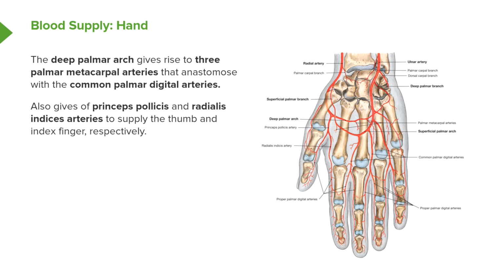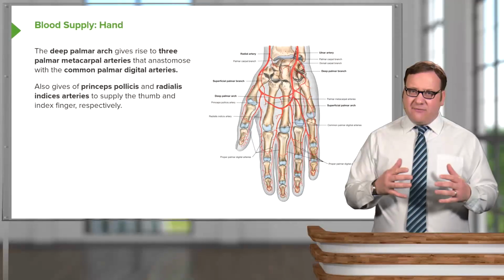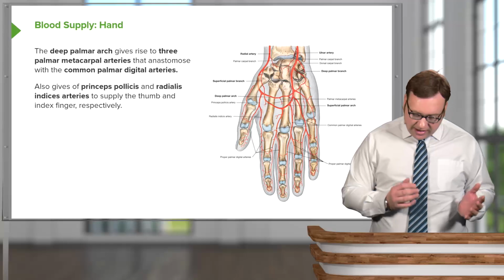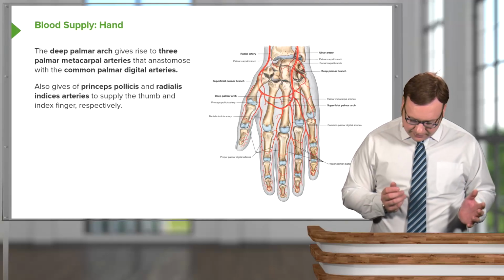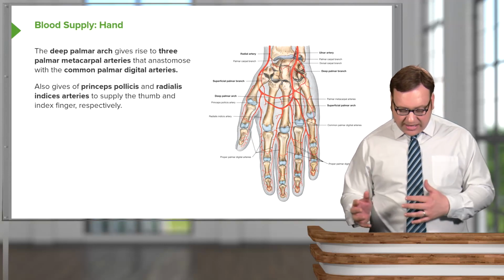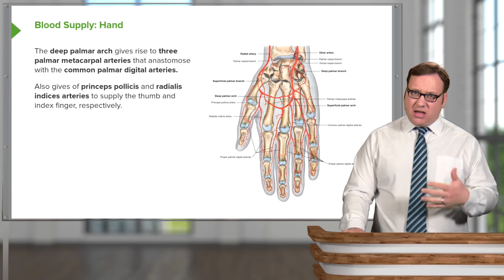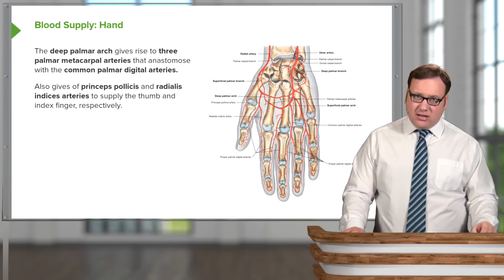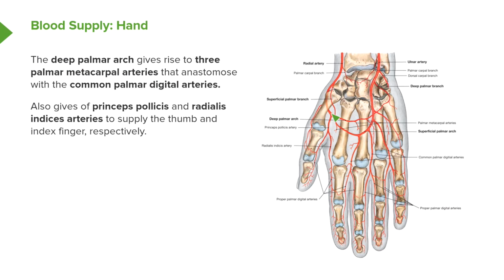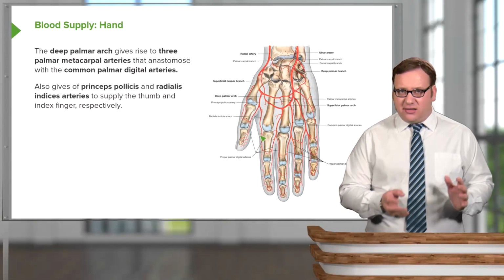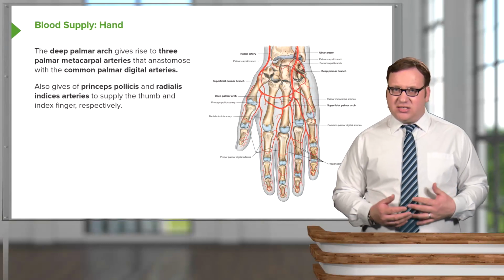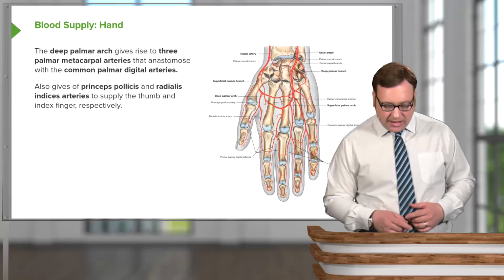So again, as these common palmar digital arteries are supplying the digits, they're having an input from both the superficial arch via the common palmar digital arteries, and they're also having a contribution from the palmar metacarpal arteries. So these digits are then supplied by both the superficial and the deep palmar arch. The deep palmar arch, which we can see here, also gives off the princeps pollicis artery, and that passes towards the thumb, and then it also gives off the radialis indicis artery that specifically goes to the index finger. So we can see we've now got all of the digits and the thumb covered by these digital branches that are coming from either the superficial or the deep palmar arch.